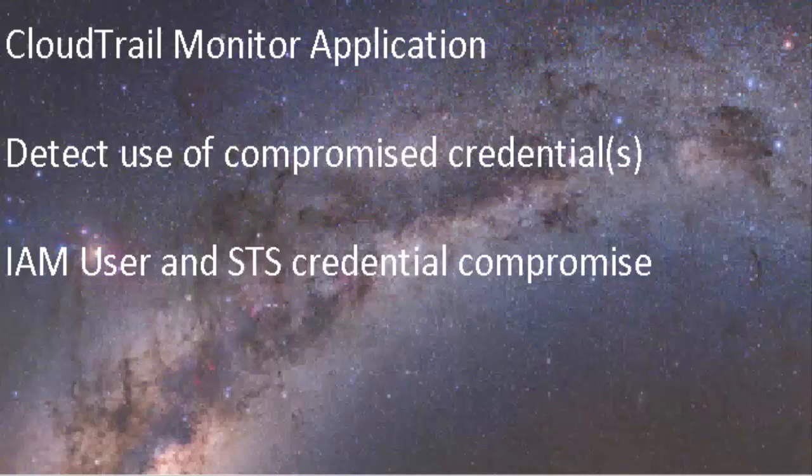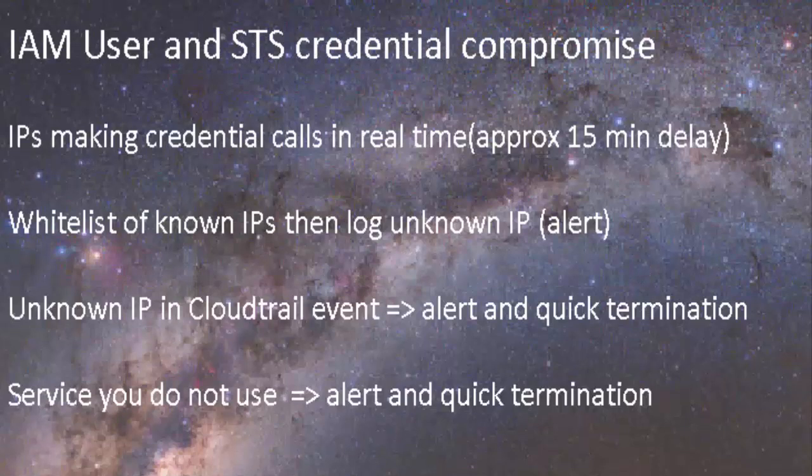We're going to take extra preventative measures and monitor in real time the use of our credentials and hopefully detect the use of compromised credentials. If an unused service or an unknown IP is using our credentials, that will flag an alert. The information in the CloudTrail event will then allow us to quickly delete the compromised credentials and shut down the resources that have been created with those credentials, and we can do that quickly while we negotiate with AWS.